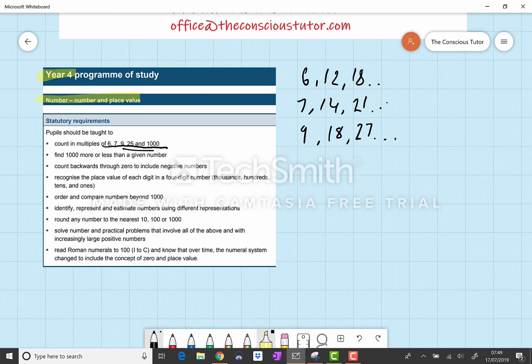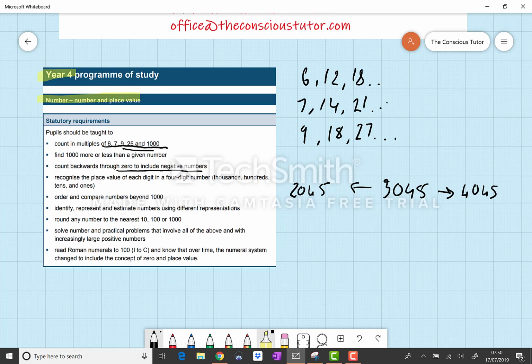Children will need to be able to find 1,000 more or less than any given number. So for example, if we take 3,045, 1,000 more would be 4,045. 1,000 less would be 2,045.